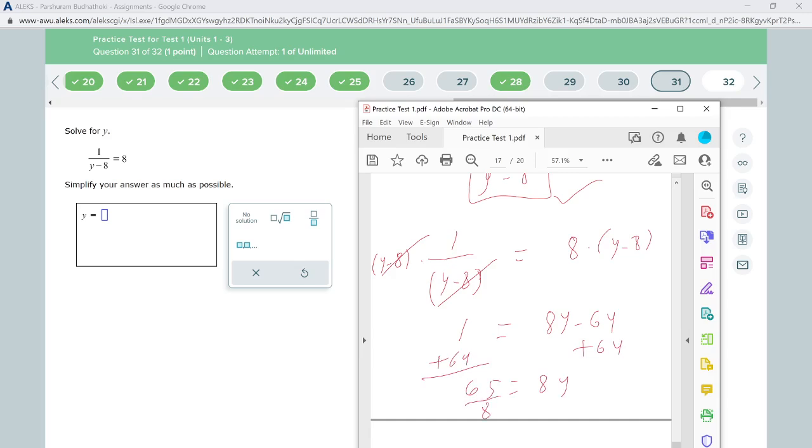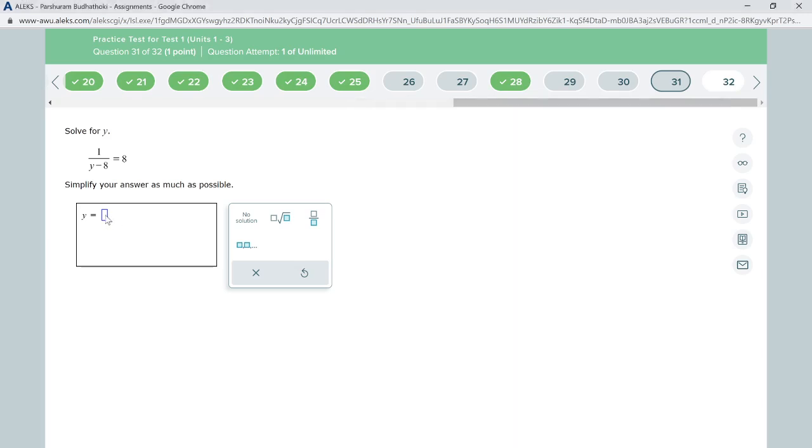Now just divide both sides by 8. That will give you your answer, y equals 65 over 8, which is not equal to 8. That's why you can accept this as the answer. So your answer is 65 over 8.